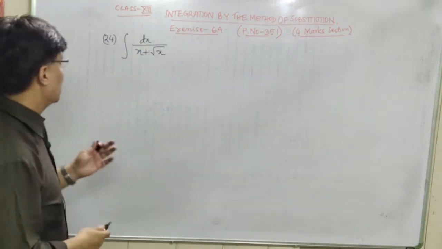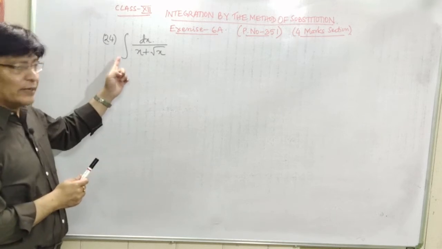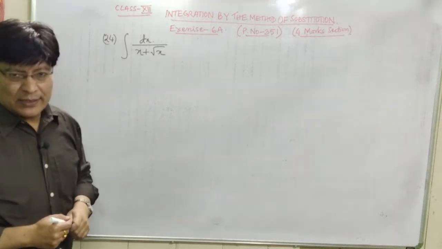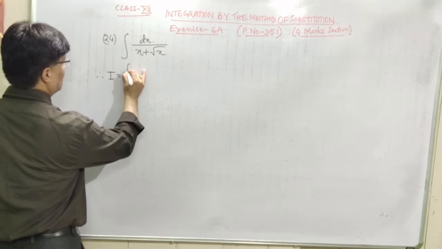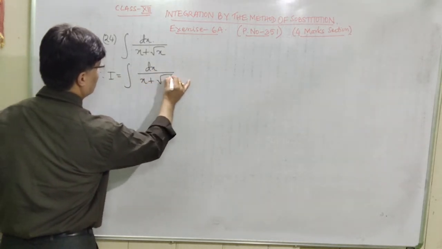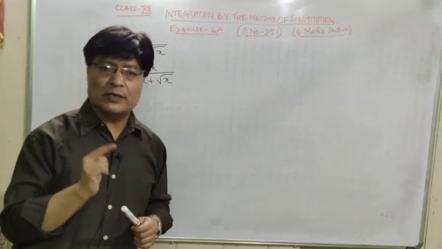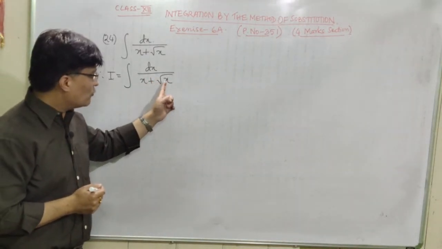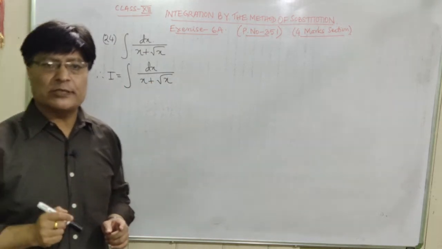So now we'll do the next question, that is question number 24. You have to evaluate this integration of dx divided by x plus root x. So let us find out this integration. So let us write first I is equal to integration of dx divided by x plus root x. Now let us remove the square root from the second term, that is root over x, by the method of substitution.